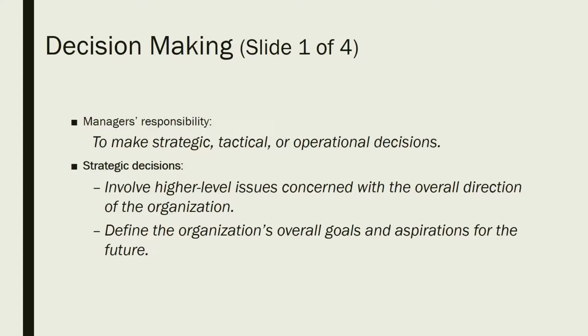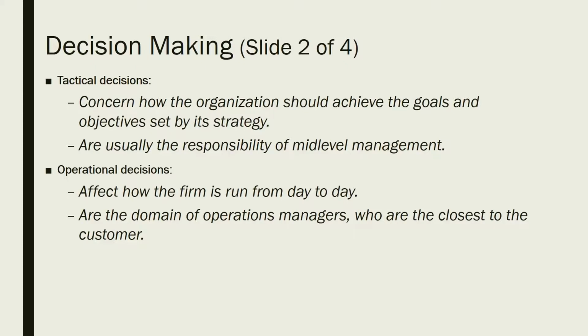The tactical decisions concern how the organization should achieve the goals and objectives set by its strategy, and they are usually the responsibility of mid-level management. Tactical decisions usually span a year and thus are revisited annually or even every 6 months. Operational decisions affect how the firm is run on a day to day basis. They are the domain of the operations managers, who are the closest to the customer.